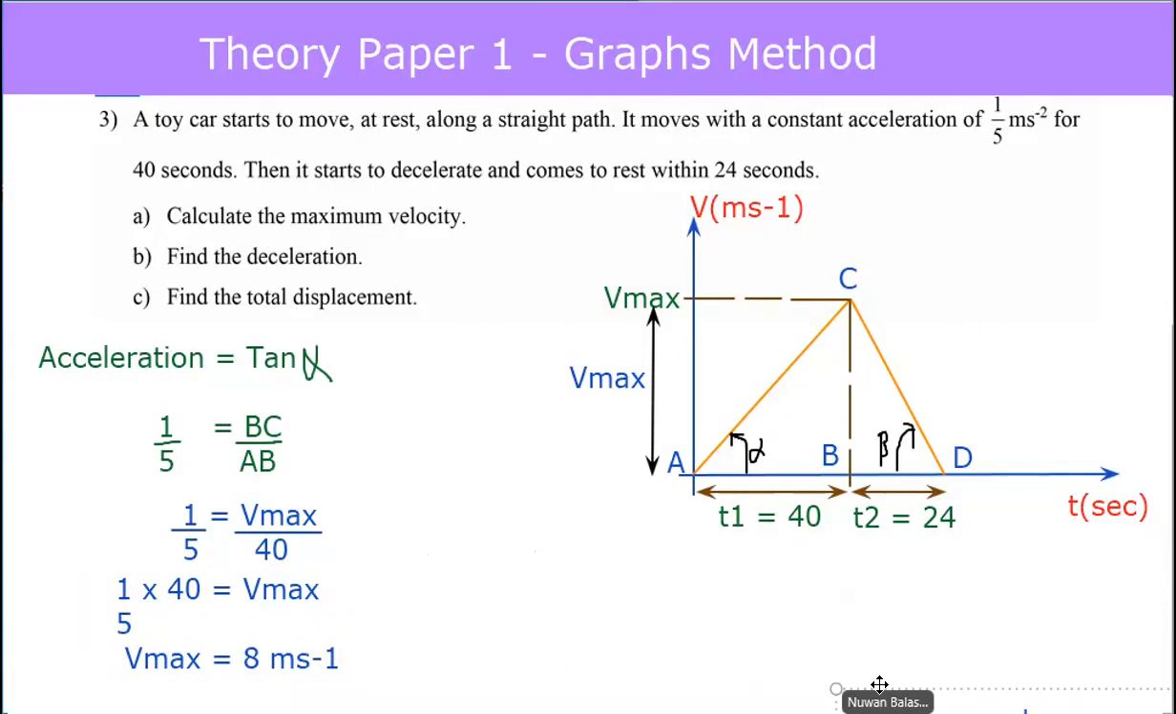Okay, very good. So now we know the maximum velocity. They have given us the acceleration. They ask us to find the deceleration also. How do you find deceleration? Whether it is acceleration or deceleration, always tan, right? So tan alpha is acceleration. So what should be deceleration, Lamai?